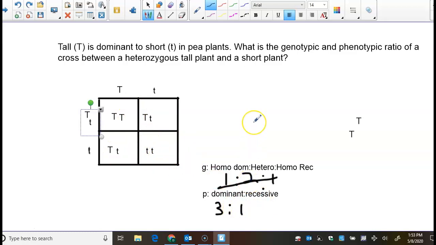So let's say the question said, what's the chance of 2 heterozygous tall plants producing a short plant? The answer would be 1 out of 4, which is a 25% chance. If I said, what are the chances of 2 heterozygous tall plants producing a tall plant? The answer would be 3 out of 4, which would be 75%. So hopefully that makes sense.